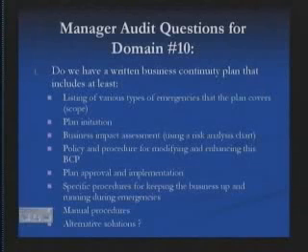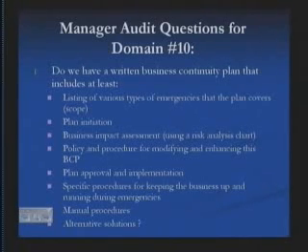Now that we've taken a look at some of the contents and concerns in domain number 10, let's take a look at two more questions. These are the last two questions in the manager's audit relative to this 10th domain. So the first is, do we have a written business continuity plan that includes at least a listing of various types of emergencies that this plan covers? That's the scope question. And then how the plan gets initiated. Under what circumstances will we initiate our business continuity plan?